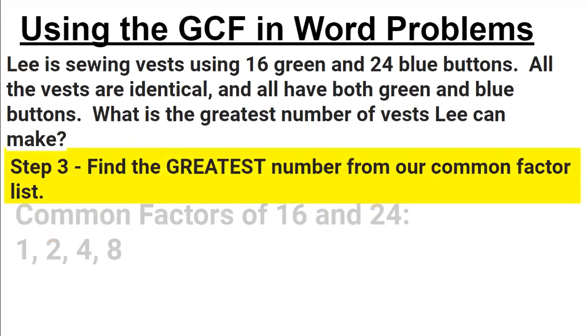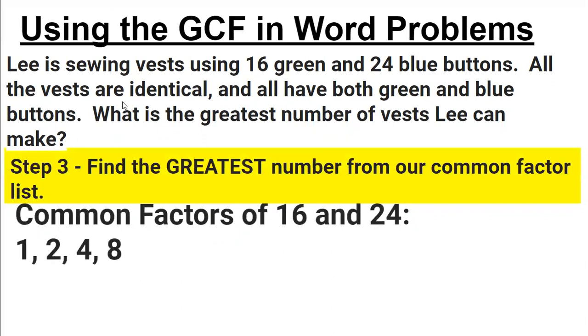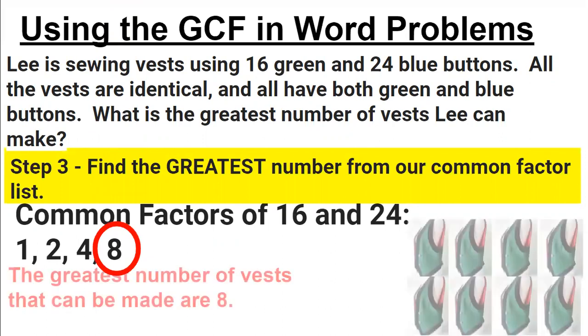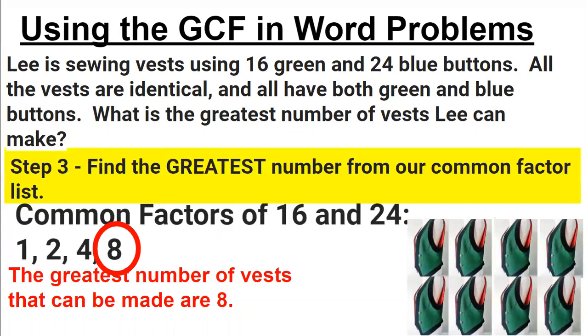Now we're going to find the greatest common factor. We said 1, 2, 4, and 8. The greatest is, yes, 8. So what does that mean? That means that the greatest number of vests that can be made is 8. 8 vests.